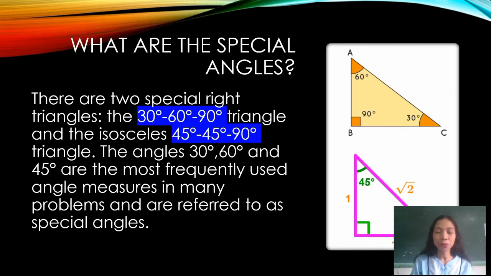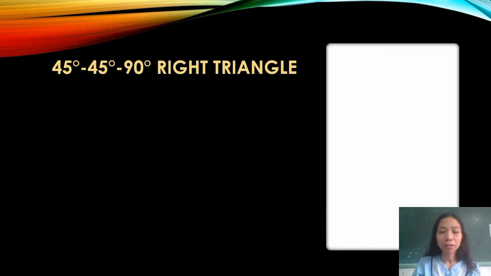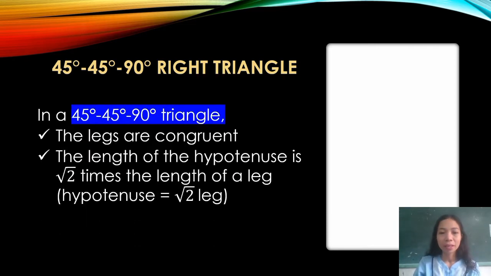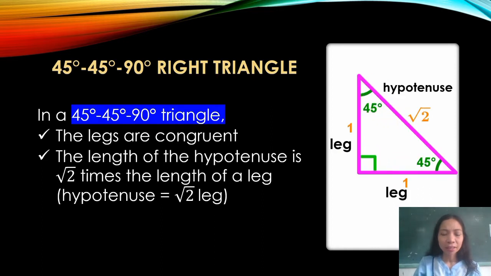So these 2 right triangles are the examples of 30, 60, 90 degrees and 45, 45, 90 degrees. 45, 45, 90 degrees right triangle. In a 45, 45, 90 degrees triangle, the legs are congruent. So the 2 legs are these. Congruent means equal. So take note that in this isosceles right triangle, the measure of the legs are congruent.